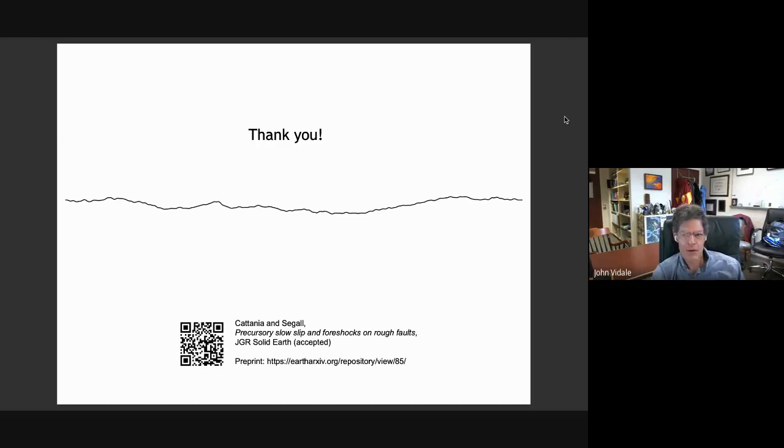Or I can throw out, I guess my question is, what's the ratio of the slip to the foreshocks in terms of moment? And should we just think of this like foreshocks? There's a whole distribution of these pre-slip areas. We don't know which one's going to run away, but the bigger they are, the more likely they are to be followed by a big event, if that question makes sense.